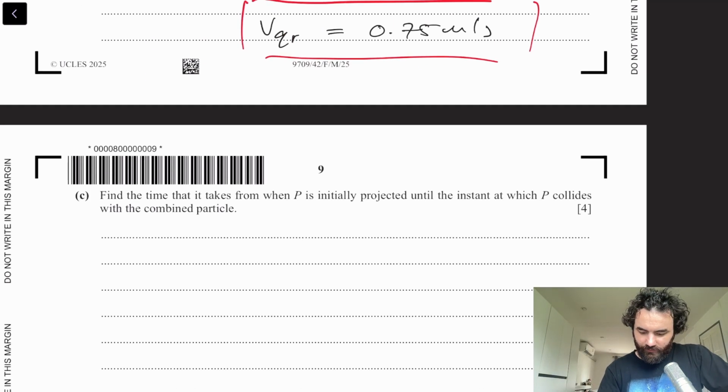Find the time it takes from when P is initially projected until the instant at which P collides with the combined particle. Oh God. Okay.